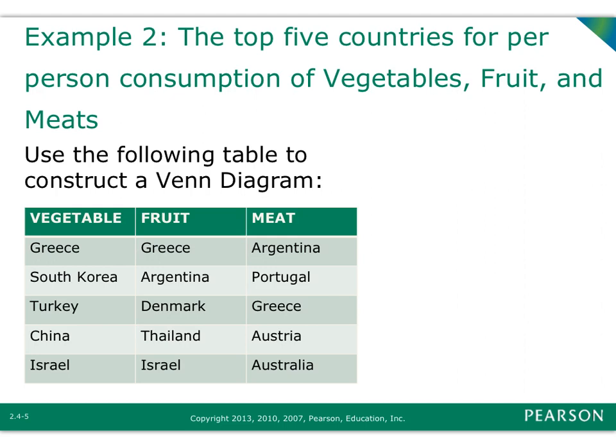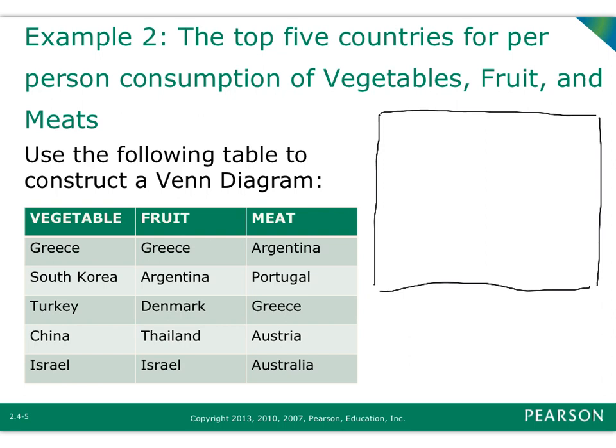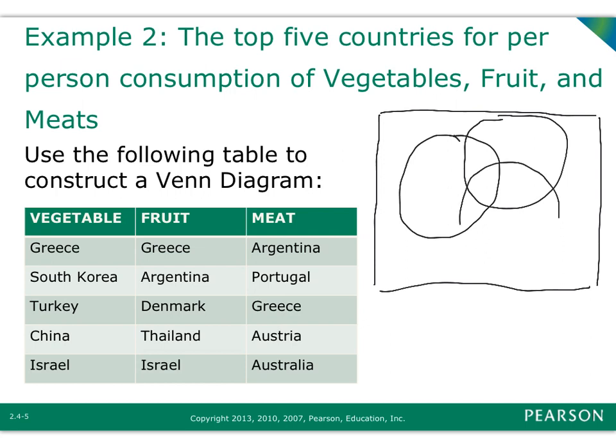And to do that, our first step is to, of course, draw a box which is going to be our universal set. And then we're going to draw 3 circles. And then we'll call this vegetables, we'll call this fruits, and we'll call this meats.